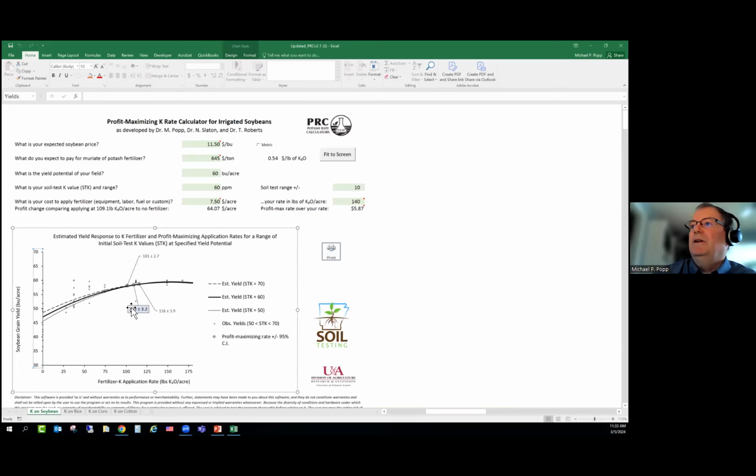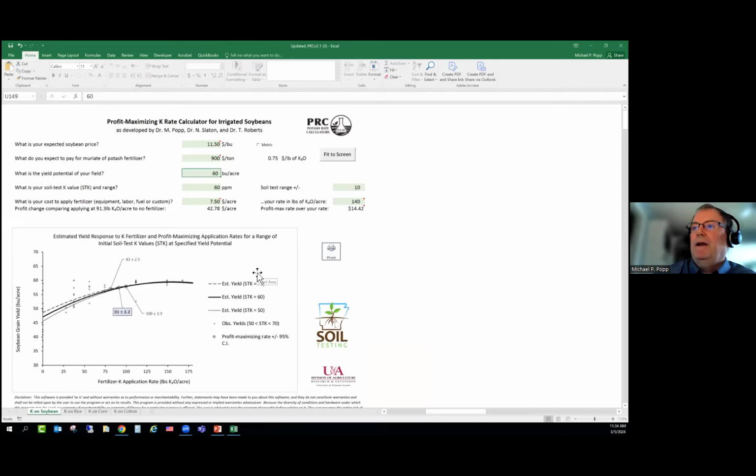You're putting on 109 on the basis of crop price. If the crop price is lower, you want to put on less. If the fertilizer cost is high, you want to put on less. If the fertilizer price is low, you want to put on more. Let's try that out. Let's make the fertilizer $450. And sure enough, we want to put on more. We're still under the 140. And if the fertilizer price is higher, it goes down to 91.